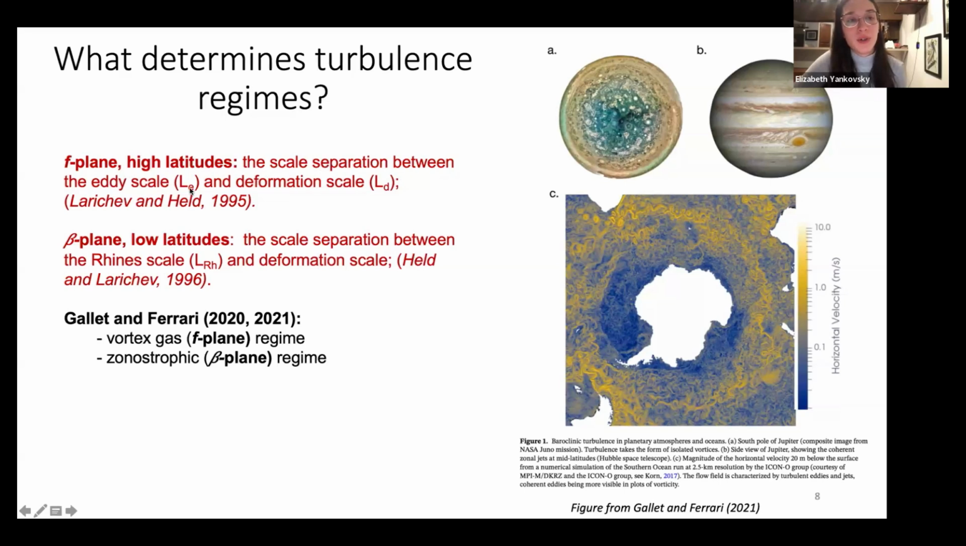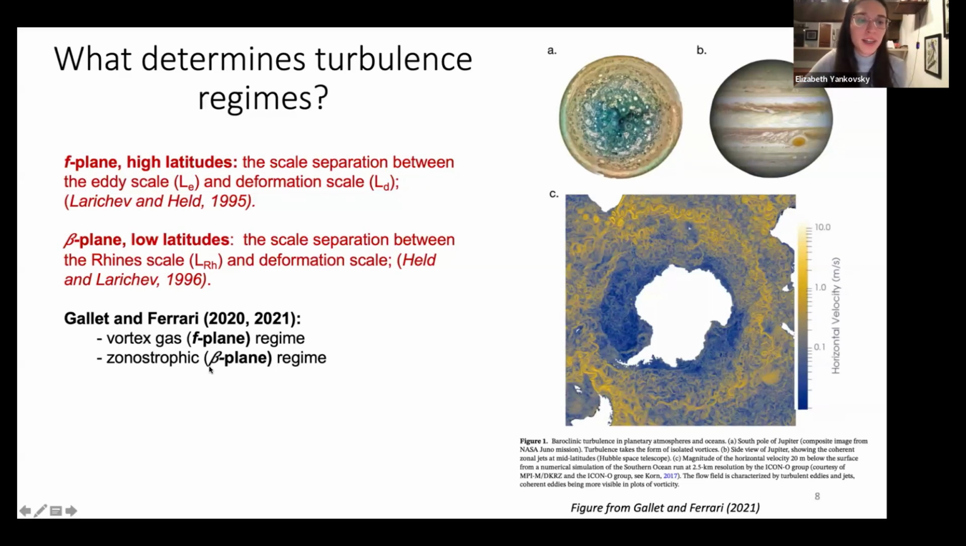So here the scale separation between, again, the eddy scale and the deformation scale is what sets the vertical structure. We also have a beta plane regime, which is prevalent in low latitudes. And here it's the scale separation between the Rhines scale and the deformation scale which is setting the vertical structure. And again, this is because the inverse turbulent cascade is arrested by the beta effect and the formation of jets.